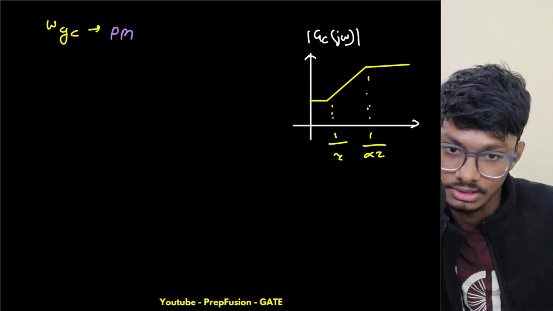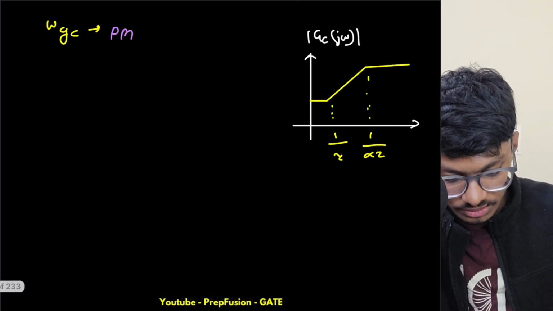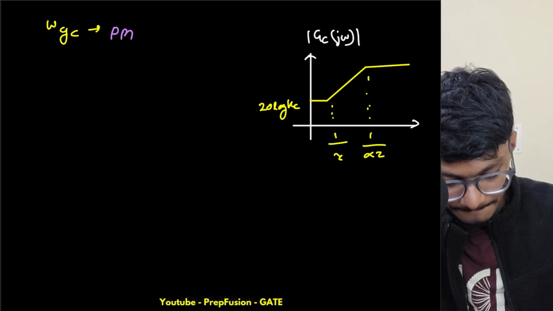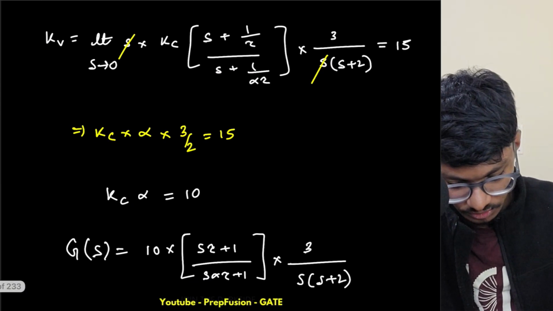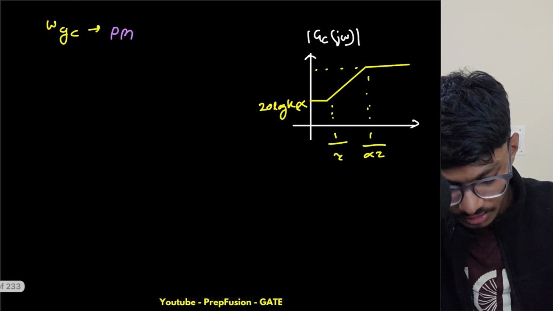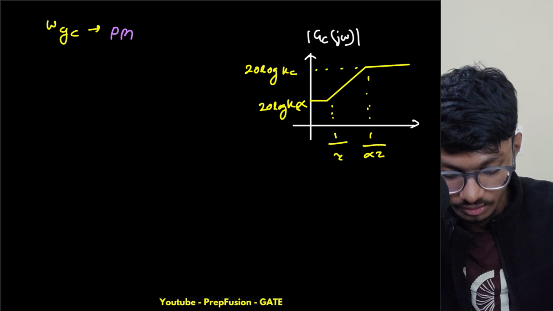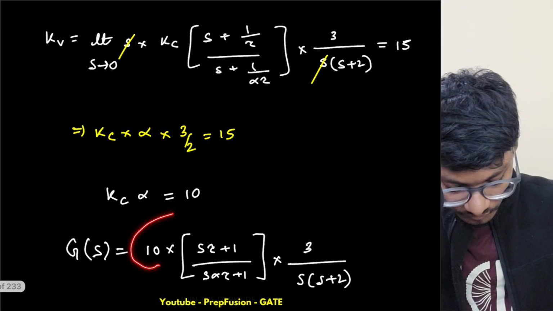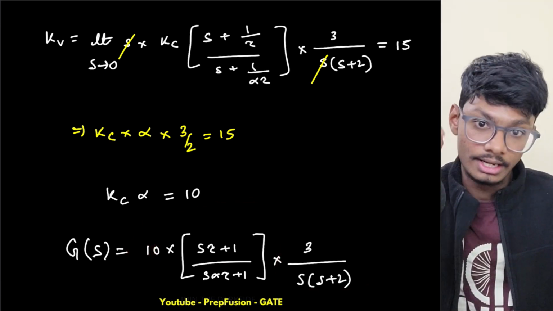For lead compensation, I see the gain is increasing. Initially the gain was 20 log Kc alpha, if I put s equals 0, and here the gain will be 20 log Kc. So what is happening is that I will find my omega gc with only this thing. So I found my omega gc.